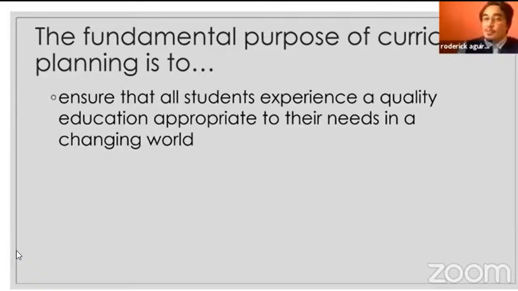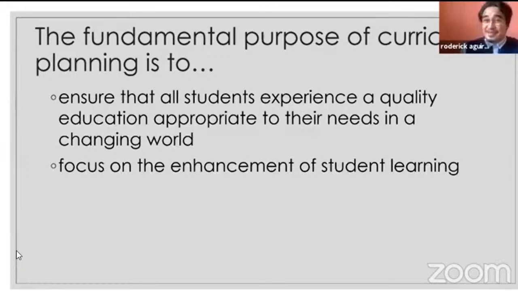Because we cannot say that numeracy skills are just the responsibility of math teachers. Numeracy is integrated in all subject areas. Literacy is integrated in all subject areas. It cannot be just the responsibility of the English and Filipino teachers. Remember, if we require our students to read online materials and modules in all subjects, then we are assuming that our students are critical readers. Again, critical reading is a higher set of skills than basic reading skills. All right? So ensuring all students experience.